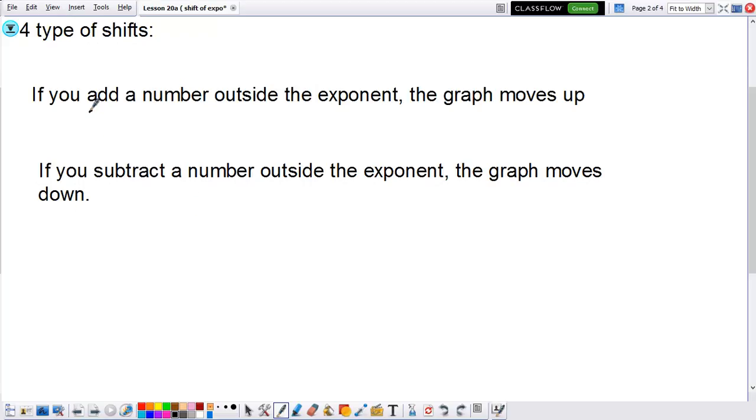So that's what we have written down here. If you add a number, try to do that in red. If you add a number outside the parentheses, then the graph is going to move upwards, just like we showed in the earlier presentation. Now, if you subtract a number outside, the graph is going to move downwards. So it behaves the same as a logarithm. If you add outside, it moves up. If you subtract outside, it moves down.